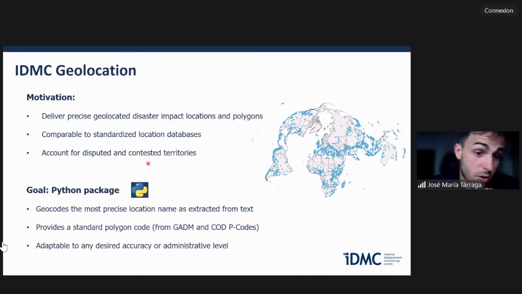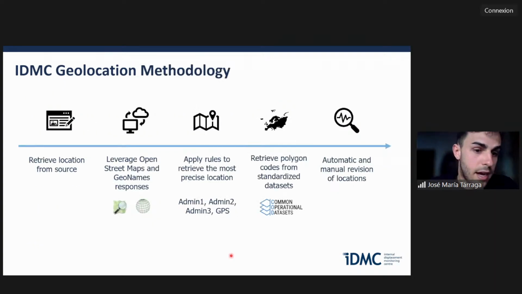and also account for contested and disputed territories, which could raise political issues. We are building this Python package, which allows you, from a location name, to get a polygon to which you can harmonize your data or analyze the climate anomaly, etc.